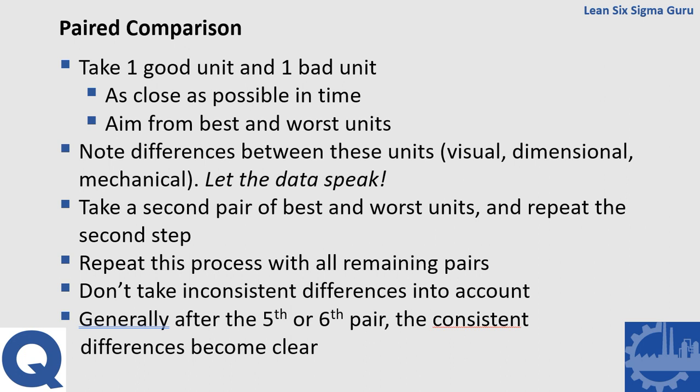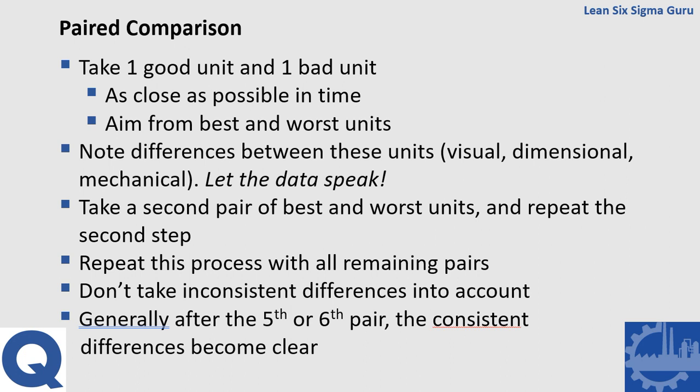We don't take inconsistent differences into account. If we find a difference in the first pair but not in the fourth pair, we don't worry about it. We just look for what we find in our pairings in a consistent way.